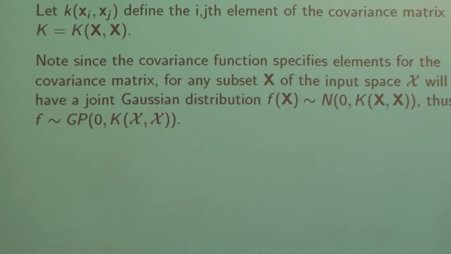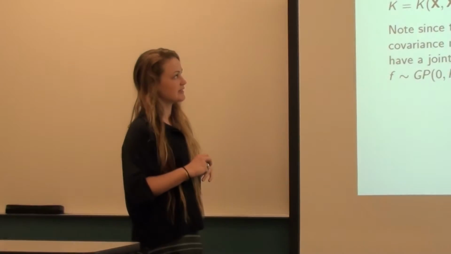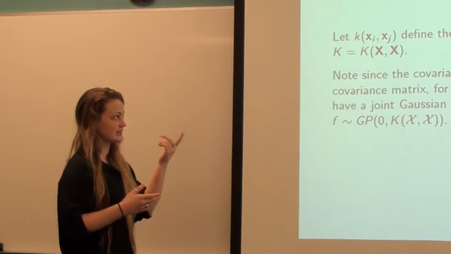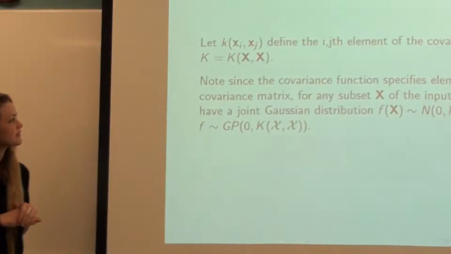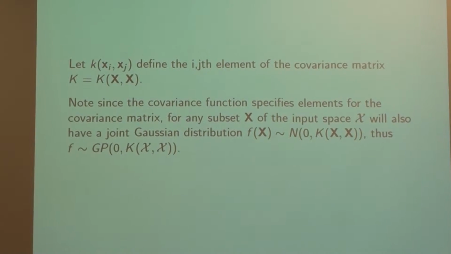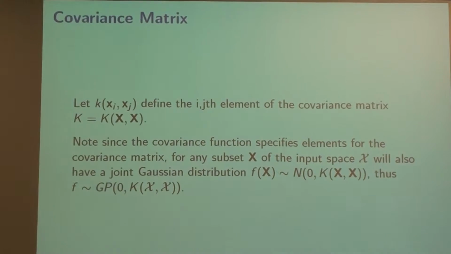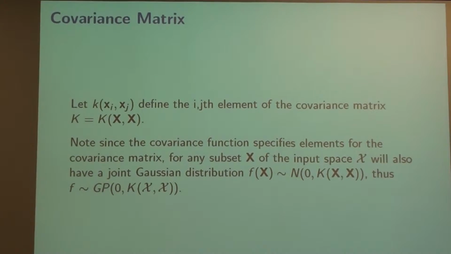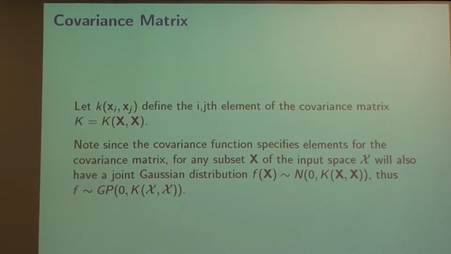Okay. So then we say that our covariance matrix is defined by that covariance function. So the ij element of the covariance matrix is defined here. Note again that since our covariance function specifies the elements of the covariance matrix, any subset of our input space will have a joint Gaussian distribution. So our entire input space will be a Gaussian process.